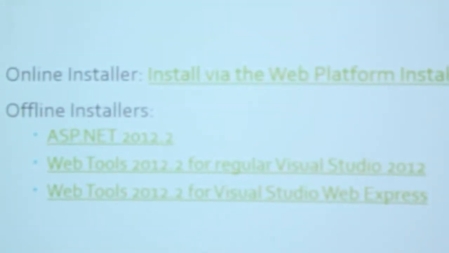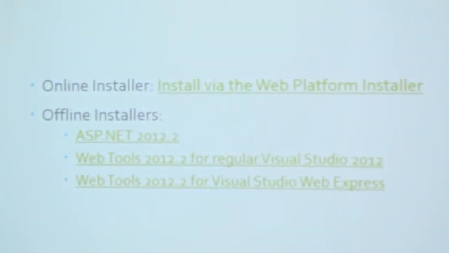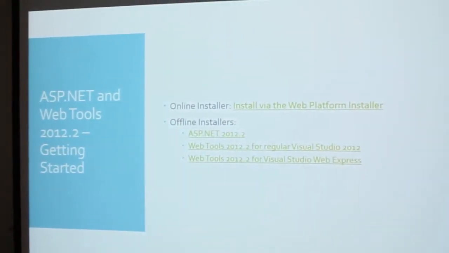There's an installer for ASP.NET 2012.2. And then for the web tools portion, there are two different installers. There's Web Tools 2012.2 for regular Visual Studio 2012, and then there's also one for the Express Edition. So if you're at home playing with the Express Edition, for example, and then at work you're working with the regular, just make note if you need to do the offline installer that there are two different installers for Web Tools 2012.2. So that's what you would need to get started with the ASP.NET and Web Tools 2012.2 features.